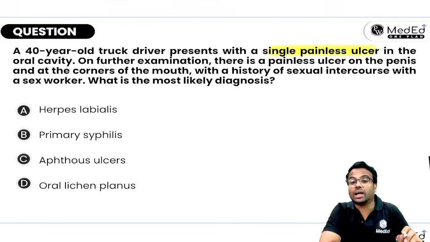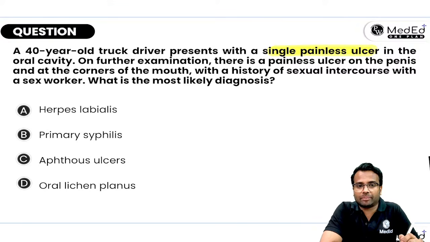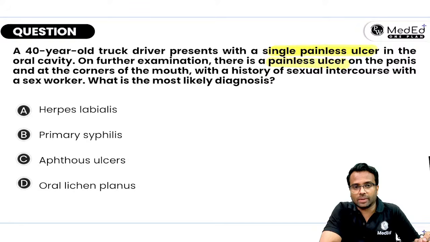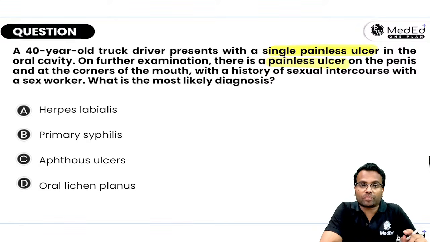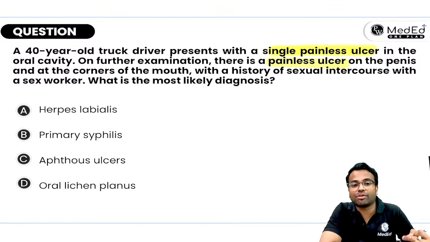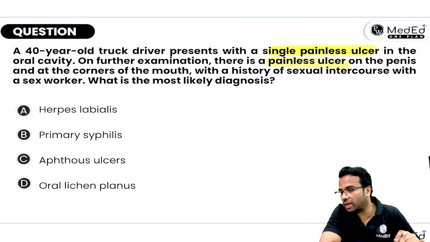A 40-year-old truck driver presents with a single painless ulcer. Now we are talking about an ulcer in the oral cavity. On further examination, there is a painless ulcer on the penis, and at the corners of the mouth, with a history of sexual intercourse with a sex worker. What is the likely diagnosis? Now, you have a genital ulcer and an extragenital ulcer as well, and both the ulcers are painless. So what is it? Is it herpes labialis, primary syphilis, aphthous ulcers, or lichen planus?